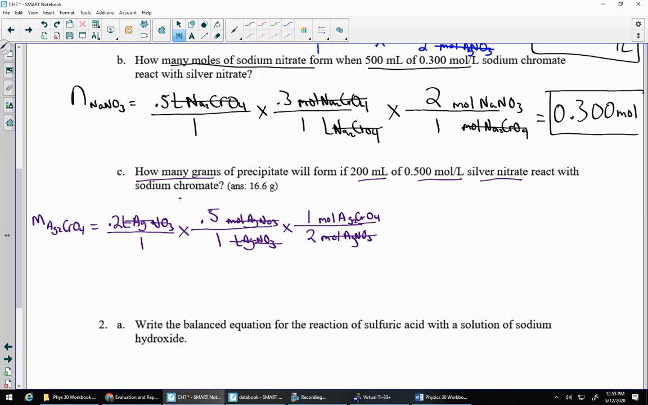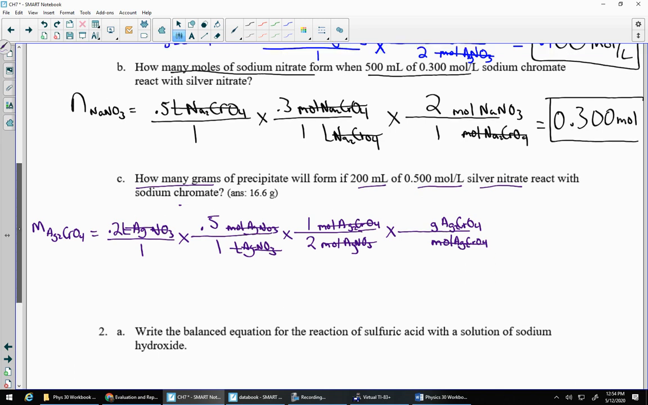Now, if I wanted to go from moles to mass, that's where the molar mass comes in. I'm not even going to worry about the numbers right now. I'm just going to worry about canceling out my units. So my moles of silver chromate have to go on the bottom so that moles cancel with moles. Then I want my grams of silver chromate, Ag2CrO4, to go on the top, because what are we looking for? We're looking for how many grams of precipitate. Well, that's how many grams of Ag2CrO4.